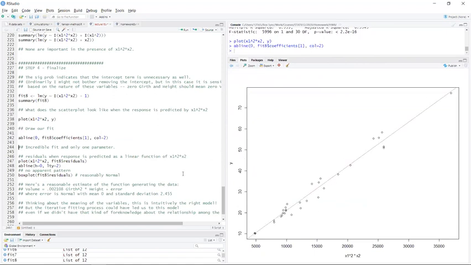What's the line look like? Its intercept is 0. Its slope is the only coefficient that came out of our final LM function. There's the line. Now that's incredible. We only have one parameter, and we're predicting these y values beautifully.